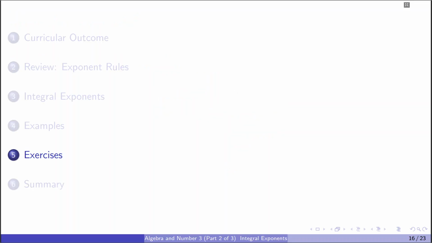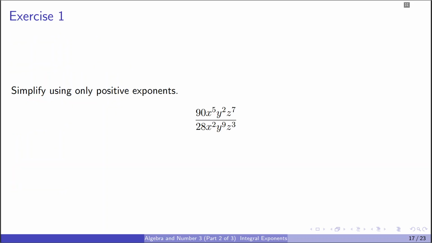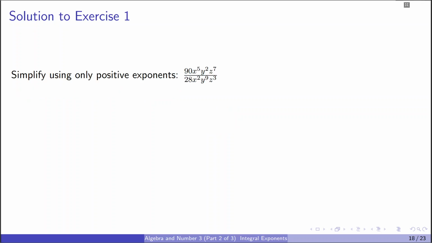All right, exercises. Try this one yourself. Pause now. Take all the time you need. All right, solving this one. It works out to 45 over 4, x cubed, y to the negative 7, sorry, z to the 4. That, in turn, simplifies again because we're using only positive exponents. We can't leave y to the negative 7 lying around.